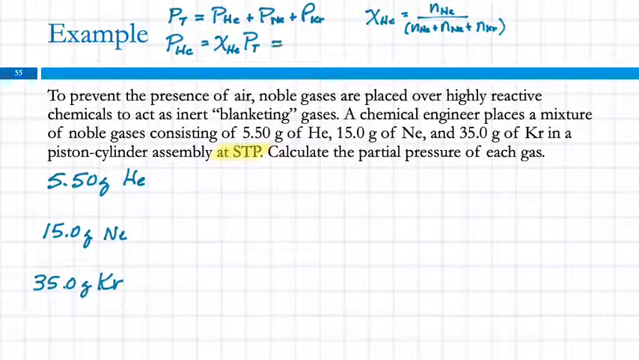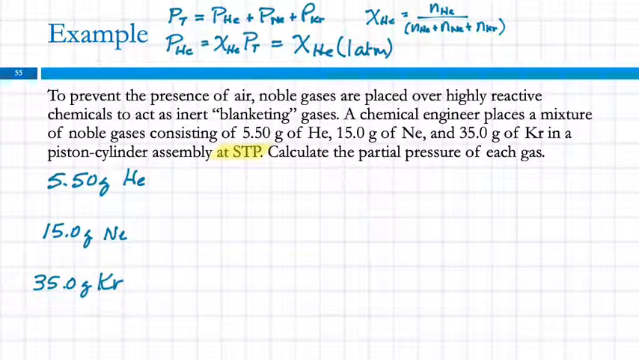So the mole fraction of helium times 1 atmosphere. We need the mole fraction. This is the equation for the mole fraction. It's the part we're interested in, the moles of helium, divided by the total number of moles. Do we have enough information to find that? We do. We have to convert grams to moles and then add some moles together and divide. And we just do it. We can do this.